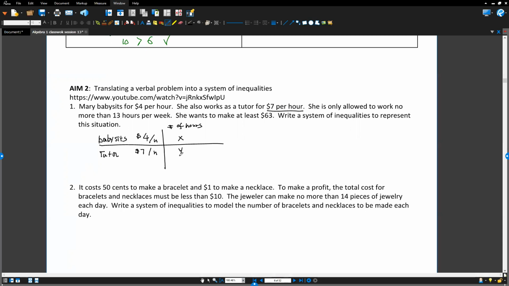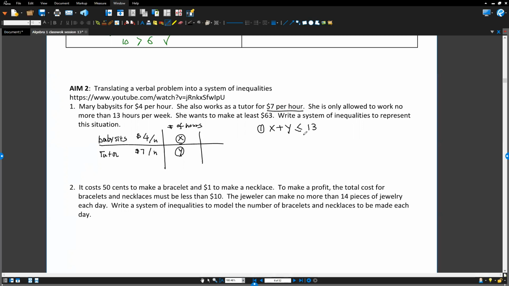Okay, we got this one. The first one is a constraint: she cannot work for more than 13 hours. More than 13 hours is less than or equal, right? This is the number of hours for babysit, and this is the number for tutor. So x plus y, the total number of hours, should be less than or equal to 13. We got the first inequality.